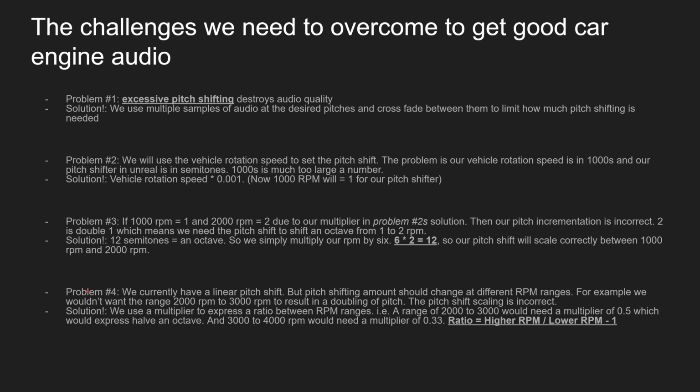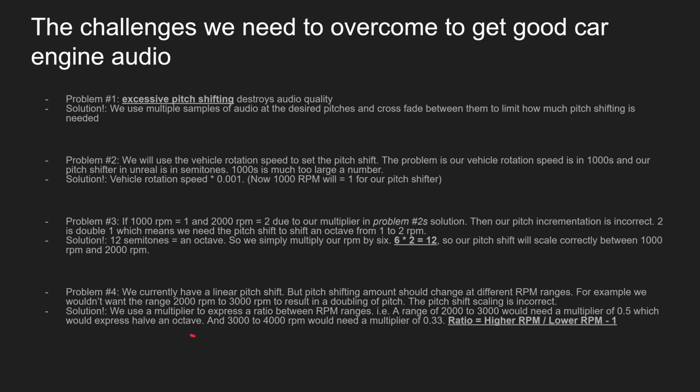Now for problem 4, the issue we have is that the pitch shift that we're doing here is not going to be correct for all of the different ranges. To give an example, 1000 RPM to 2000 RPM is an entire octave, but 2000 RPM to 3000 RPM is half an octave, and that's even less with 3000 to 4000 RPM. So the amount of pitch shift we need to get from one range to another when we are crossfading between all these different audio recordings is continuously getting smaller and smaller. So we need to use a multiplier after this to account for the fact we need less pitch shift.